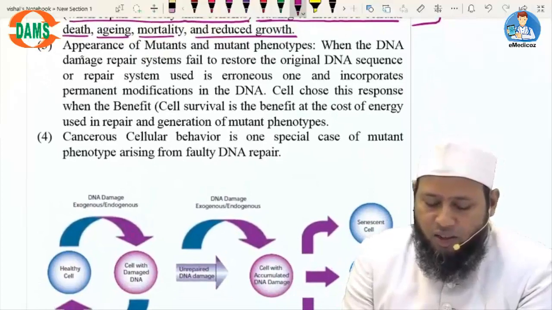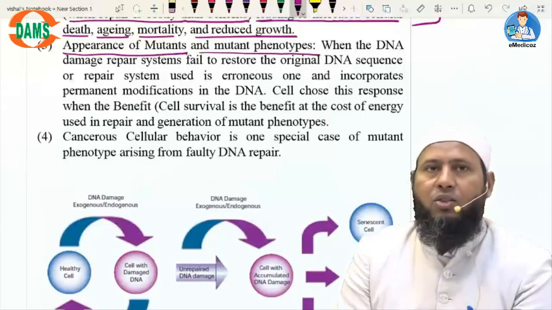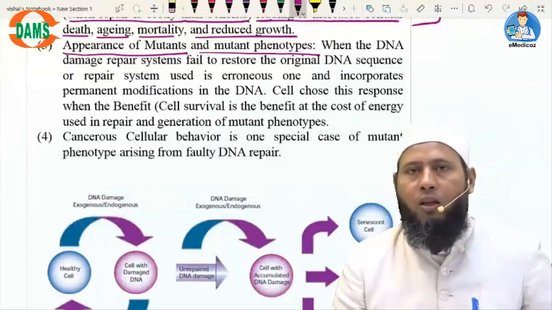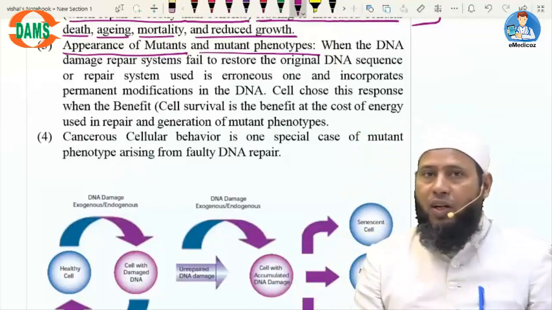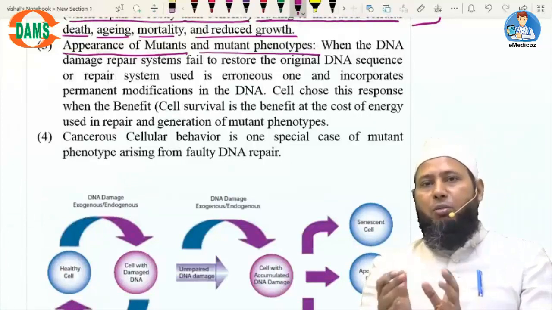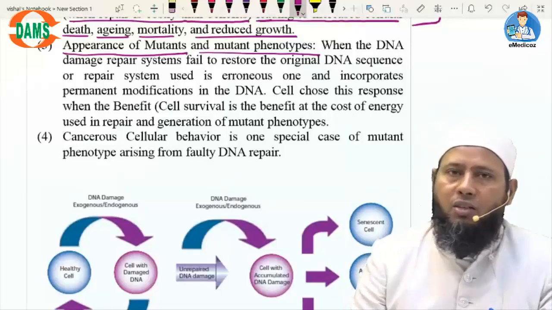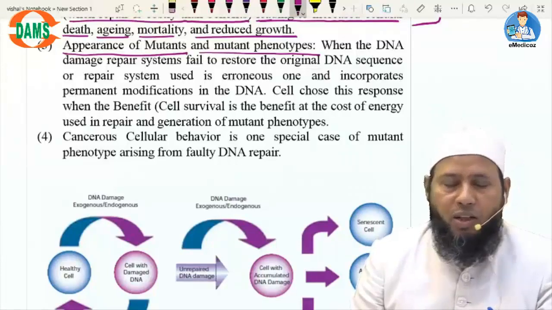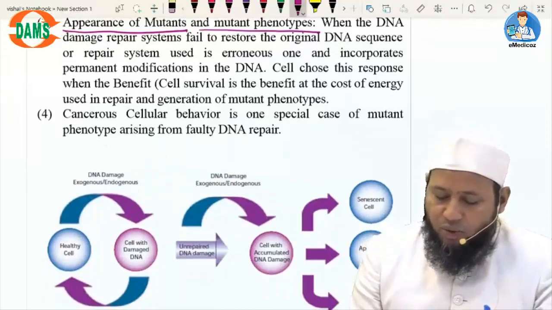Third thing is the appearance of mutants and mutant phenotype. If the DNA damage is manageable, the cells try to repair it, and after the repair, sometimes the repair is very perfect, very efficient, and all the deleterious damages are completely removed. In some cases some errors are still left, and because of those leftover errors, the cells generate mutants, and those mutants will have mutant phenotypes. So that is one thing.